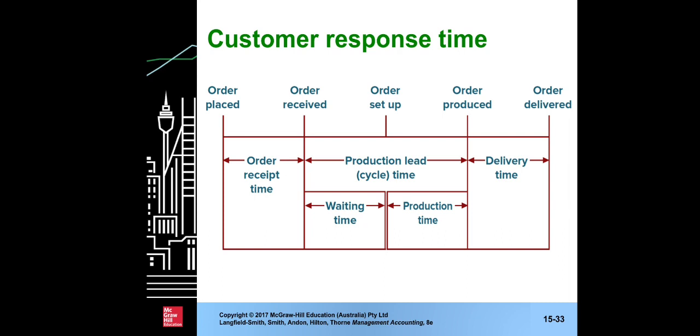And then the production lead time is the time to produce the order, to make the order. And then delivery time is also important. Delivery time is the time to send the order, whether it is a product order or service order, from the time the thing is done to sending the order to the customer. So these three phases determine the customer response time. For a business or a company, they have to manage these three phases so that they can have good customer response time.